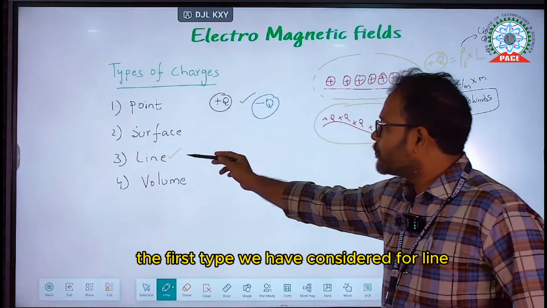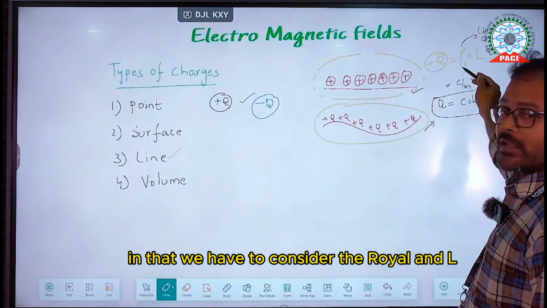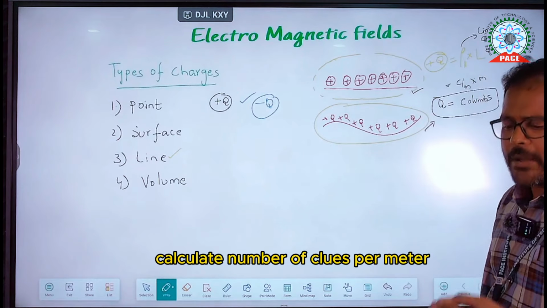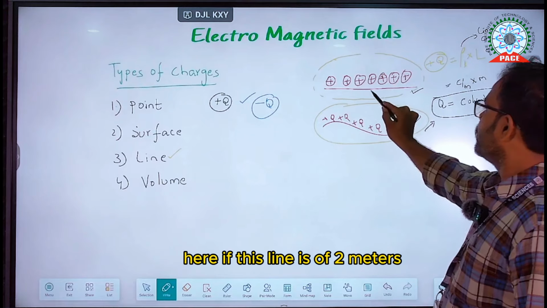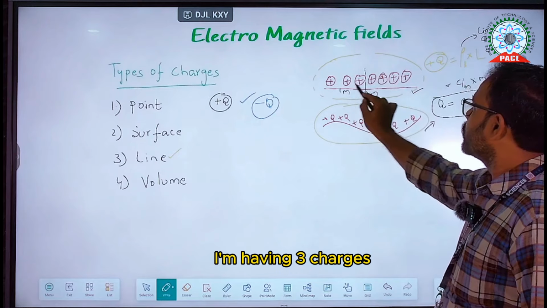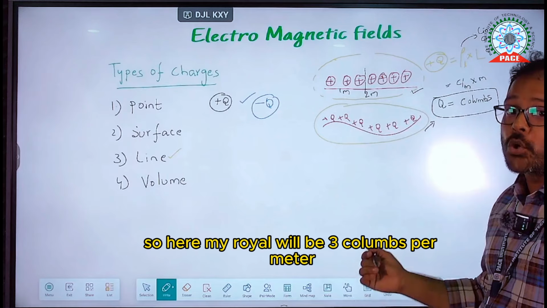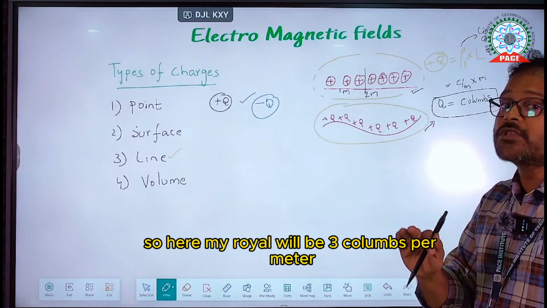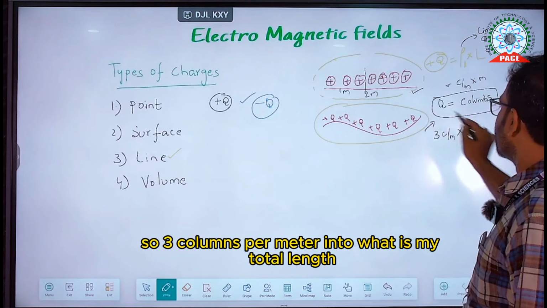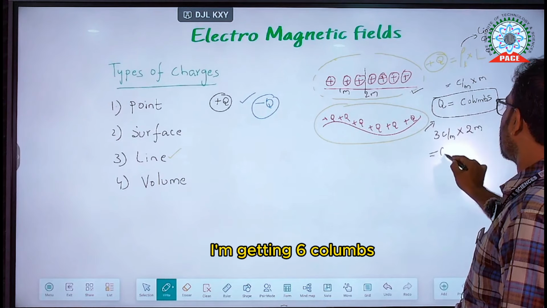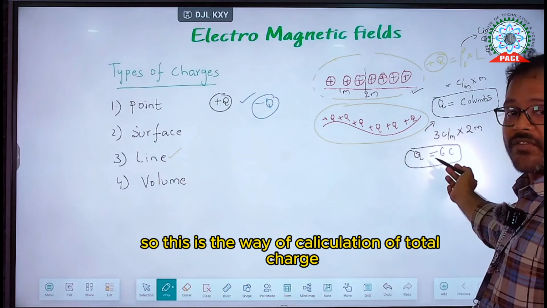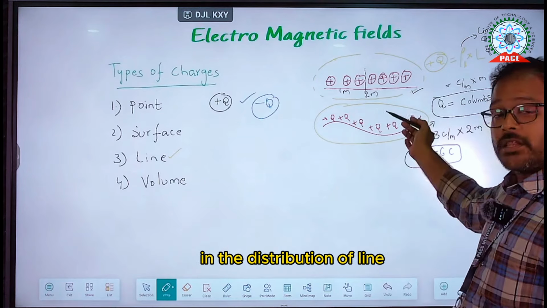The first type we have considered is the line. In that, you have to consider rho L and L, where rho L is the line charge density, the number of coulombs per meter. Here, if this line is of 2 meters, and I am having 3 charges per meter, so here my rho L will be 3 coulombs per meter. So 3 coulombs per meter into what is my total length? 2 meters. Finally, I am getting 6 coulombs. Is it right, my dear students? So this is the way of calculation of total charge in the distribution of line.